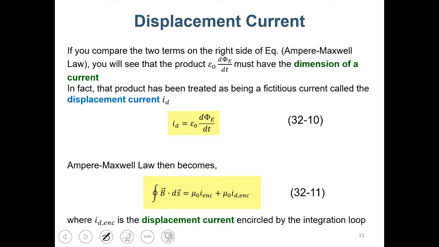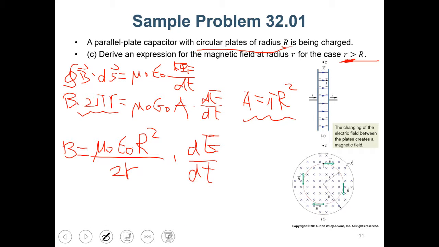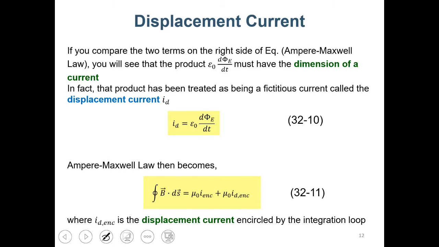So up till now, any questions? Now we move on. So here we also define a term called displacement current.